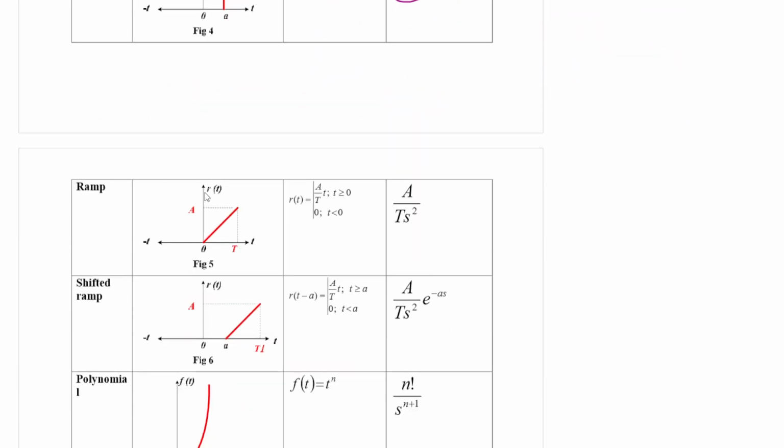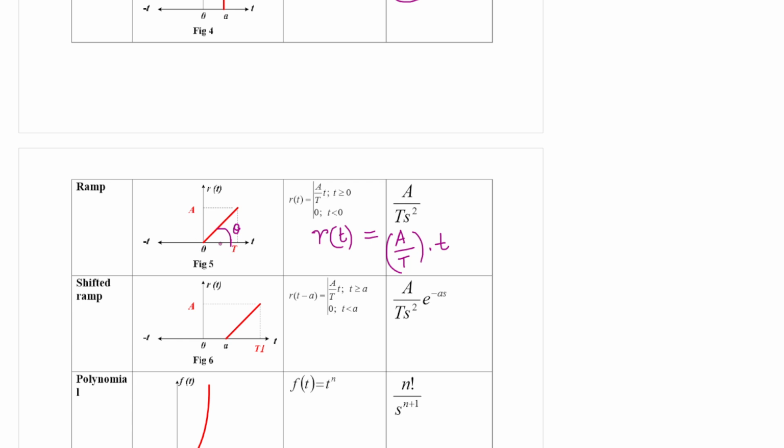Now next we have a very important signal with us, which is called a ramp. What is a ramp? A ramp is like this. It is a linearly increasing waveform. So for this waveform, it is normally symbolized as r(t). What is r(t)? r(t) becomes A by T into t. Why A by T? Because A by T becomes the slope of this. If this is theta, the slope becomes capital A by T.